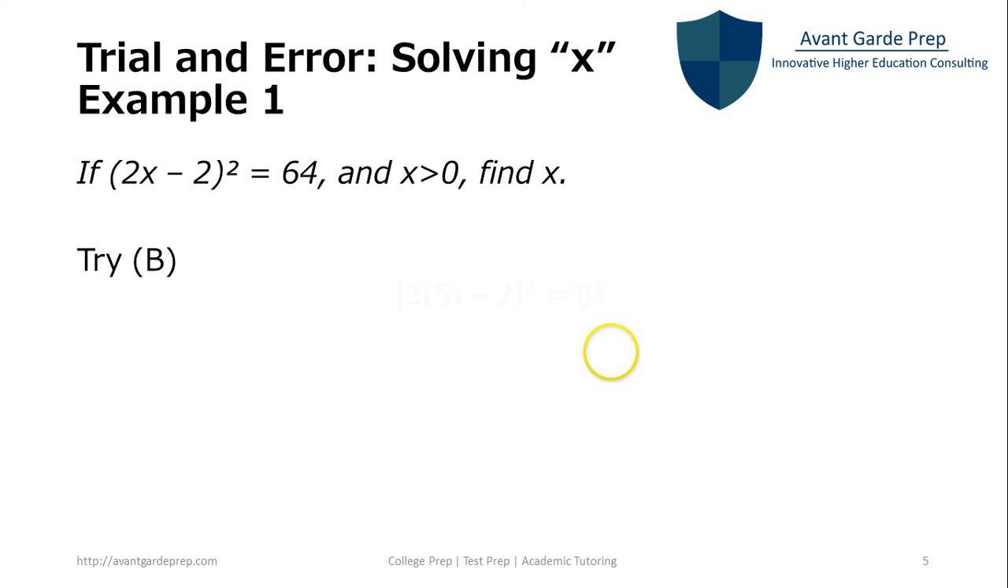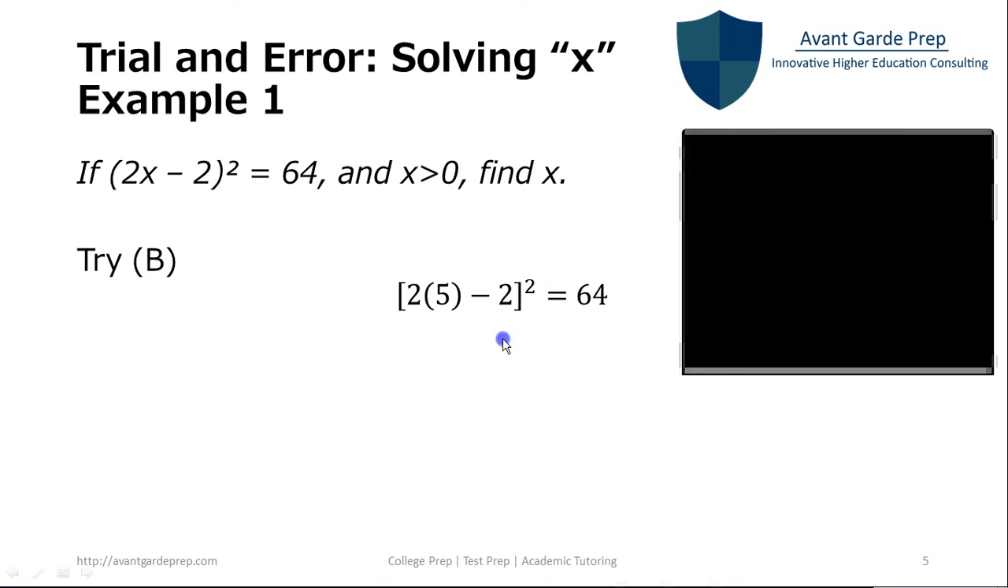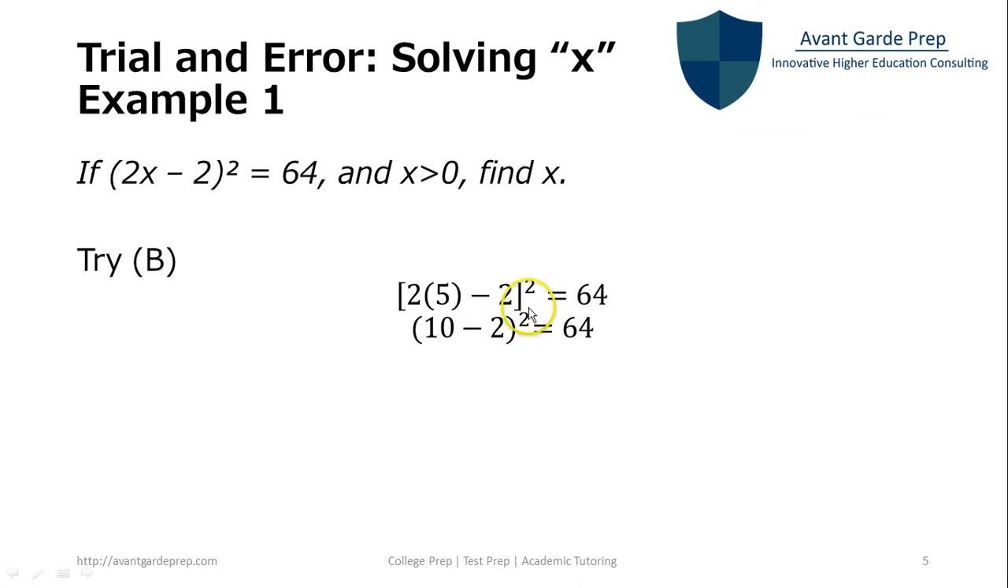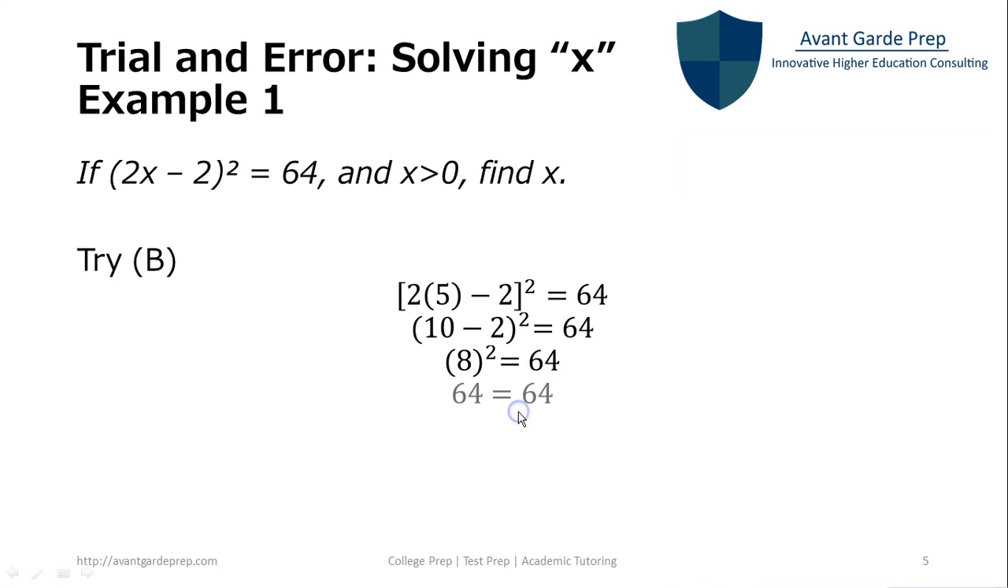Answer choice B was 5, so we'll plug in 5 for x. Again, we'll get out our calculator, multiply 5 times 2, and we get 10. So 10 minus 2, that's going to equal 8. So 10 minus 2, quantity squared equals 64. 8 squared equals 64. Now that seems more right. Let's go ahead and double check that with our calculator. And sure enough, 64 does equal 64. In this case, you'll bubble in answer choice B and you'll be done with the problem. Move on to the next.